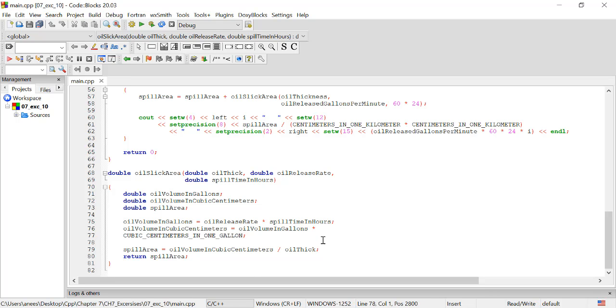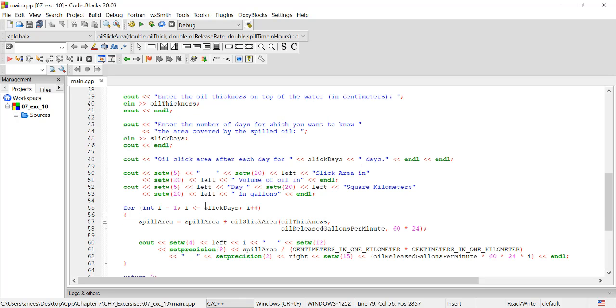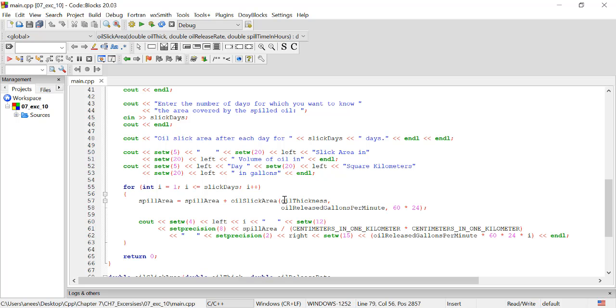Next, we have the spill area, which is the last thing which we need from this function, which is equal to the oil volume in cubic centimeters divided by the oil thickness. And then once we're done doing all of these calculations, we return the spill area to get our final answer. Which brings us here, and then we go over here.